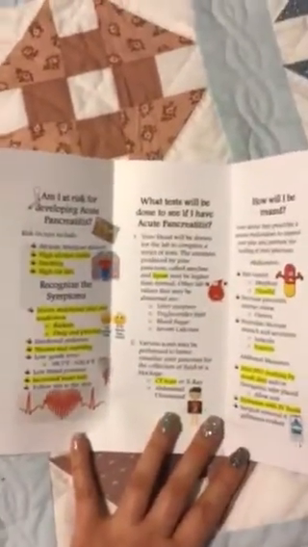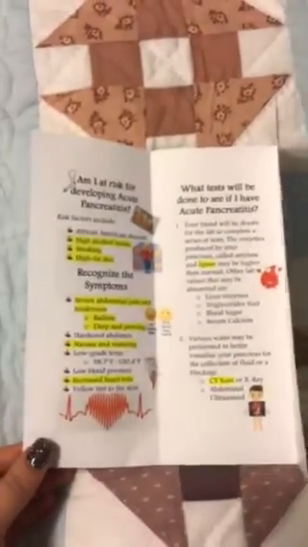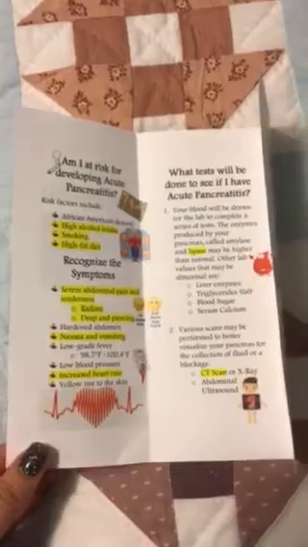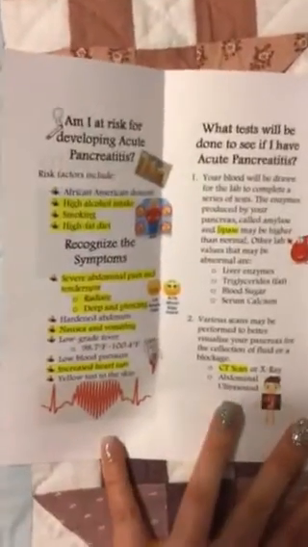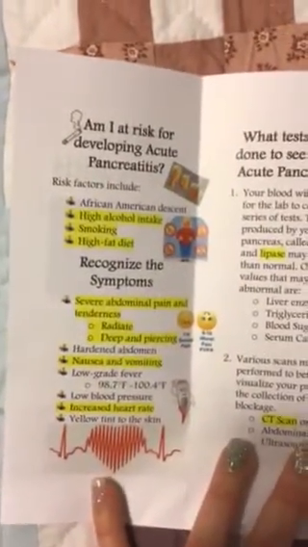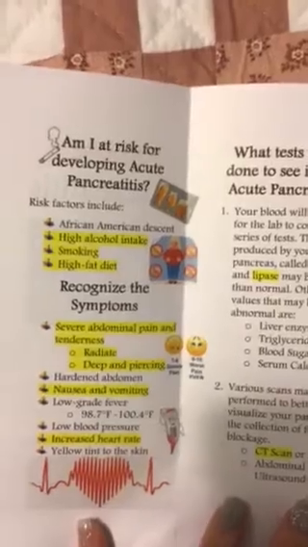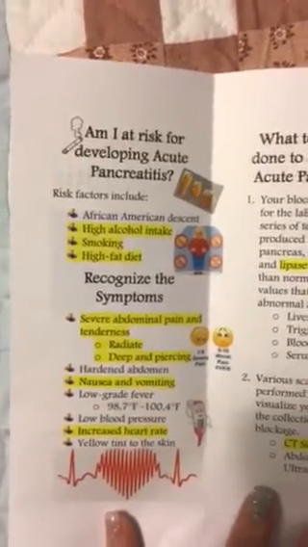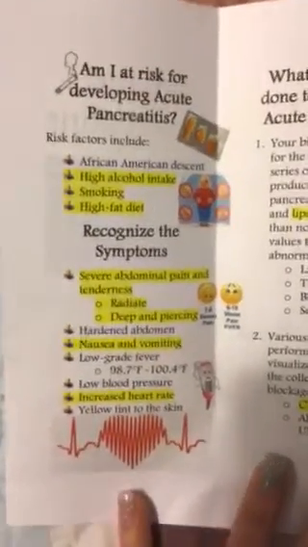So then as you can see, I highlighted some information in the pamphlet itself. The highlighted information is what my patient actually experienced, so that when he goes home, he can say, oh yeah, I smoke, I have a high-fat diet. So then he can look through and he can kind of reflect on his experience that he had himself. So the risk factors include being of African-American descent, high alcohol intake, smoking, and a high-fat diet.